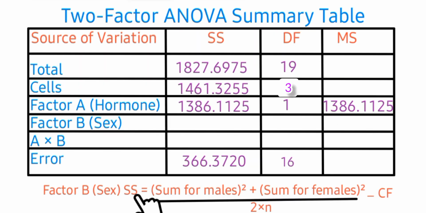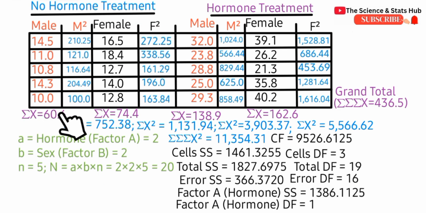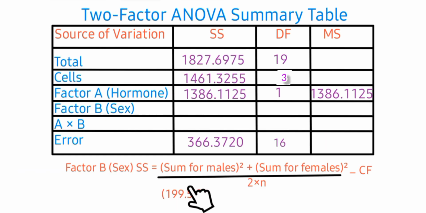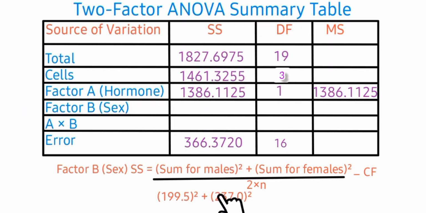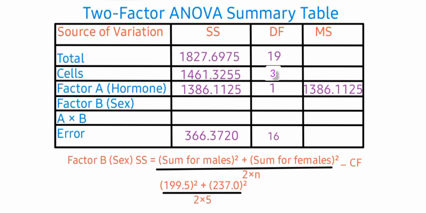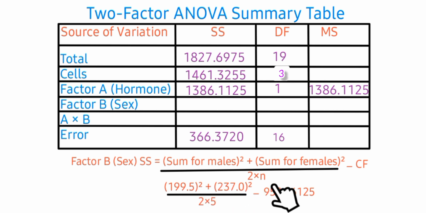Factor B sum of squares will be the sum for males squared, and the sum for males is 60.6 plus 138.9, which gives 199.5, and then squared, plus the sum for females, which is 74.4 plus 162.6, which gives 237.0, then squared, divided by 2 times n value, which is 5, minus the correction factor value. Therefore, these values minus the correction factor value give 70.3125, the factor B sum of squares.